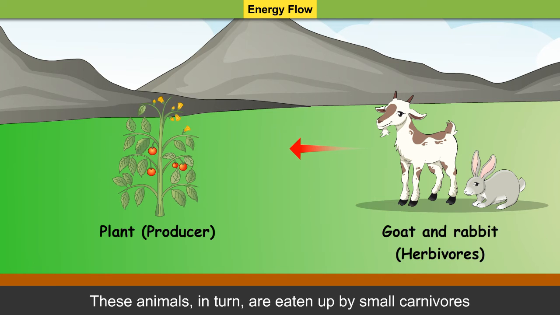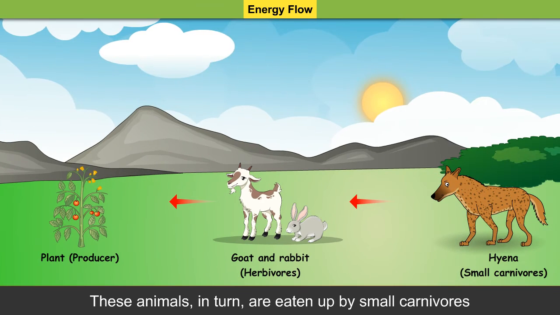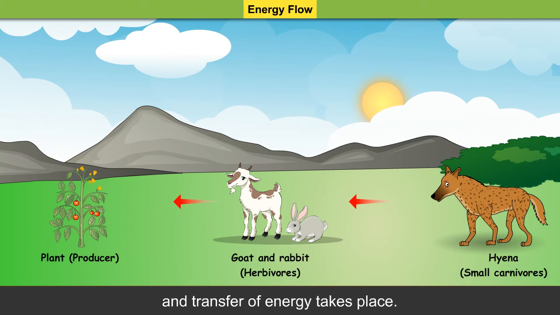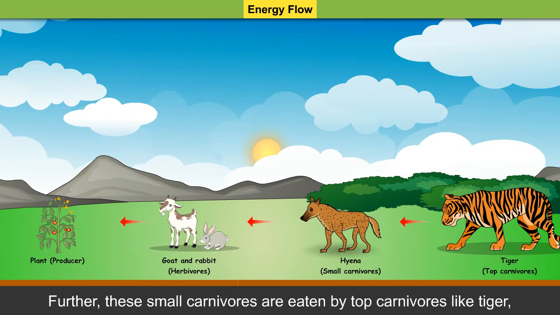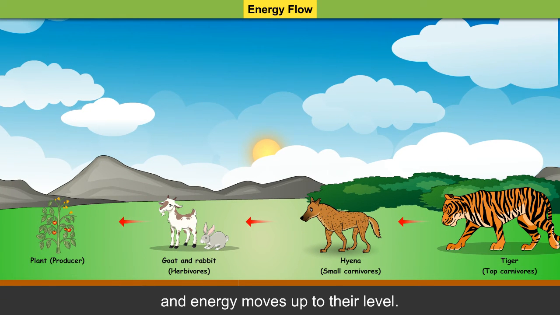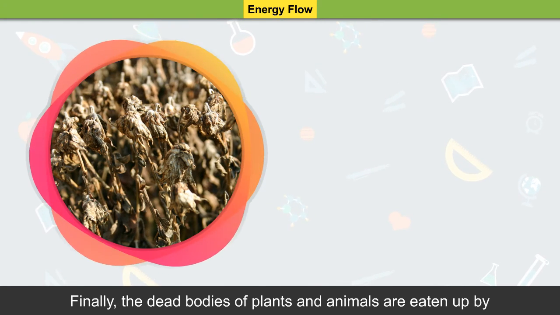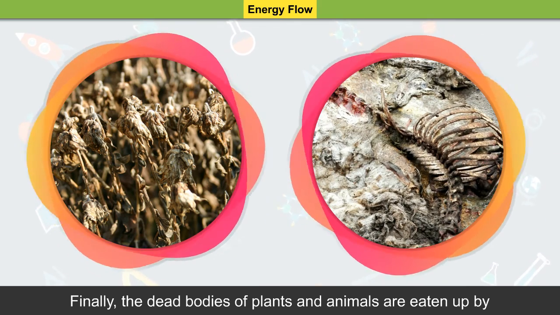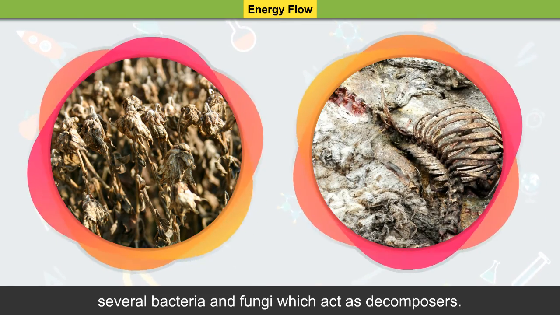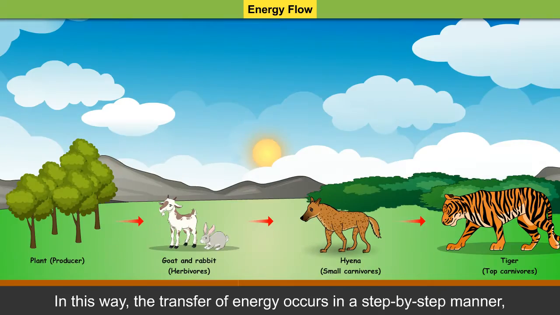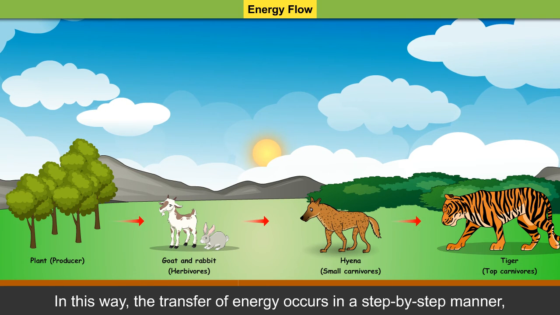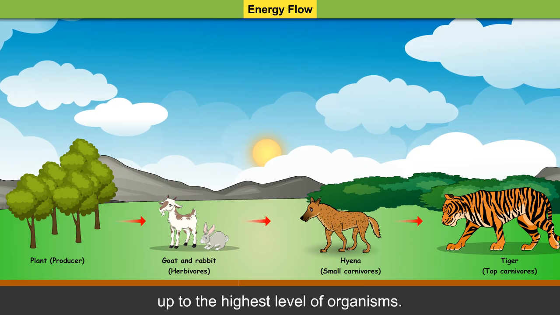These animals in turn are eaten up by small carnivores and transfer of energy takes place. Further, these small carnivores are eaten by top carnivores like tiger, and energy moves up to their level. Finally, the dead bodies of plants and animals are eaten up by several bacteria and fungi, which act as decomposers. In this way, the transfer of energy occurs in a step-by-step manner, up to the highest level of organisms.